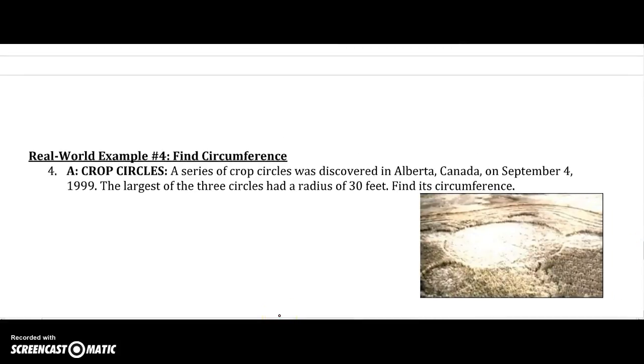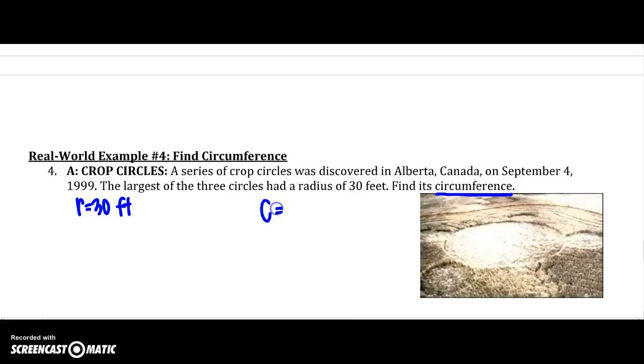All right, so 4A, crop circles. A series of crop circles was discovered in Canada on September 4th, 1999. The largest of the 3 circles had a radius of 30 feet. So we had a radius of 30 feet. We need to find our circumference.